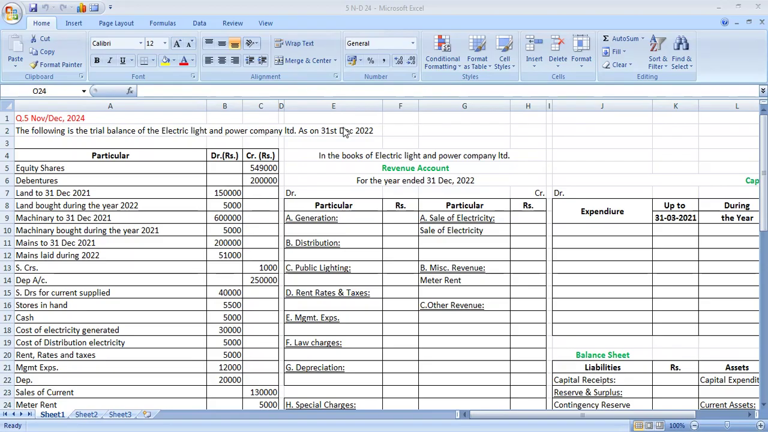The question is, the following is the trial balance of Electric Light and Power Company Limited as on 31st December 2022. In that, three columns are given: particular, debit rupees, credit rupees. Now I am starting to solve this question.